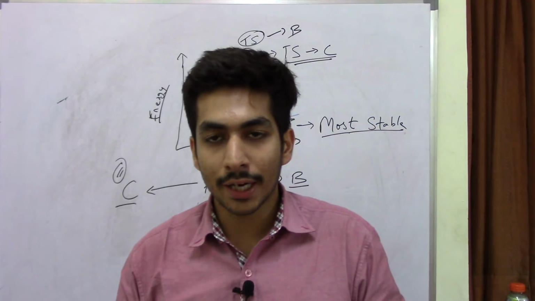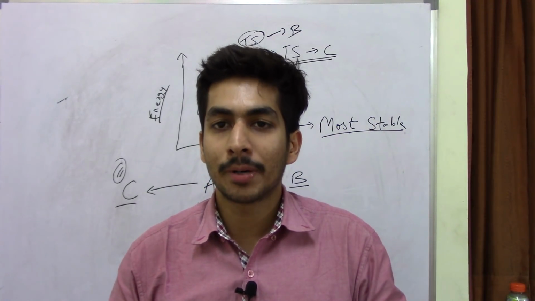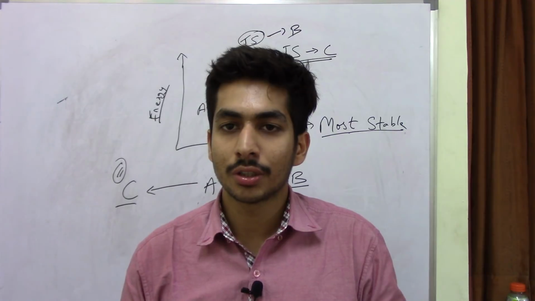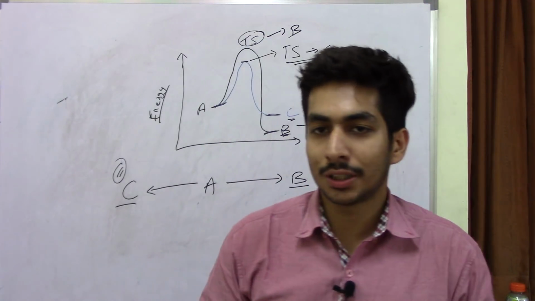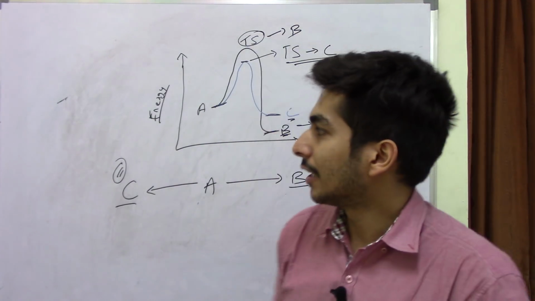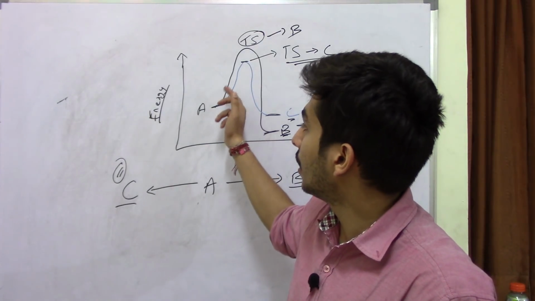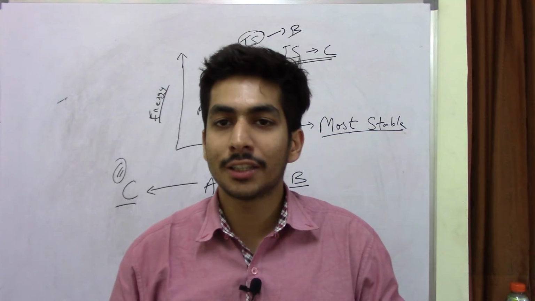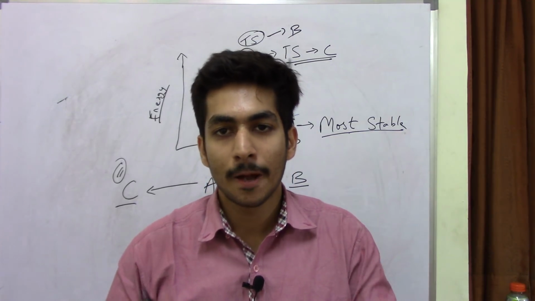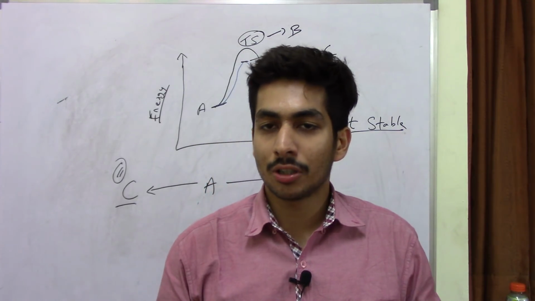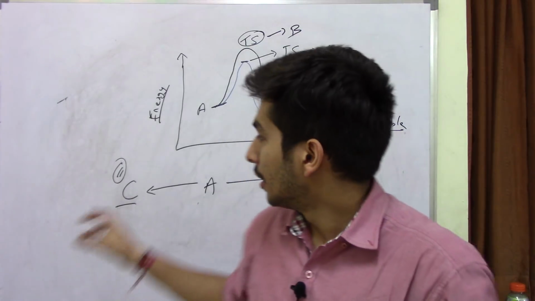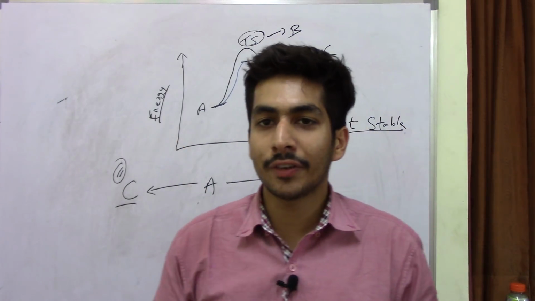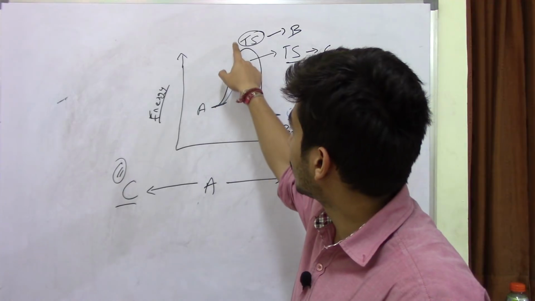Now how can I do that? If I take lower temperatures, then at low temperatures obviously the energy supplied will be less, so maybe the transition state energy of B cannot be reached at lower temperatures. Whereas if I take the reaction at high temperatures, this reactant A will be supplied with enough energy that it can reach the transition state of B.